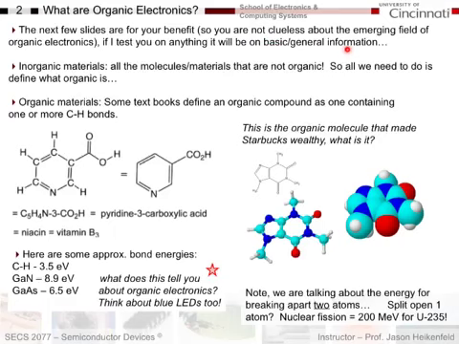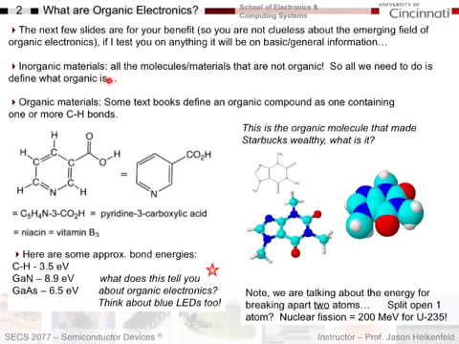So, two classes of materials: inorganic materials. That's all the stuff that's not organic. That's how I'm going to classify this. And that's all the stuff we've been talking about up to this point. So if we can classify all the stuff that's not organic as inorganic, then let's just define what organic is.